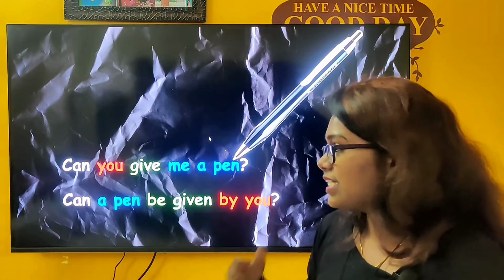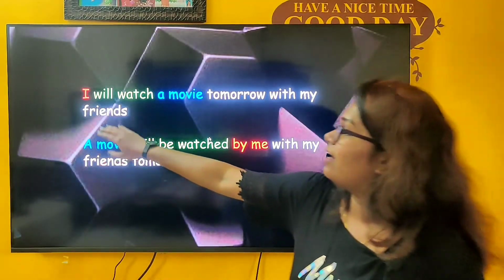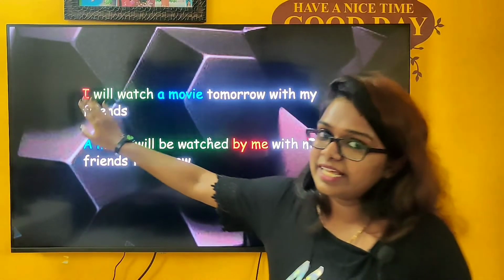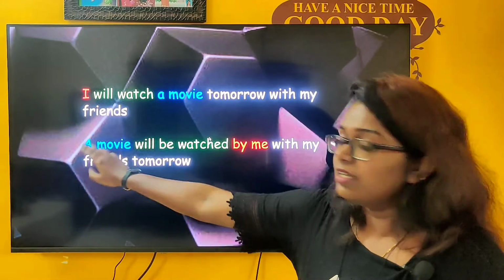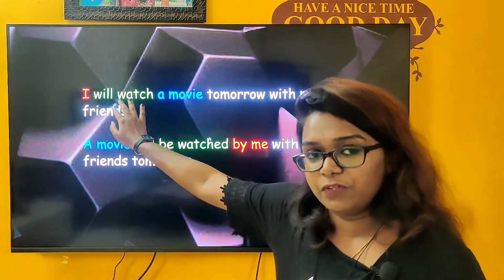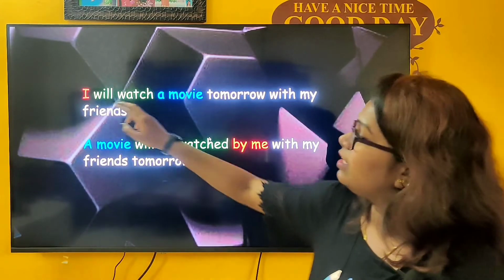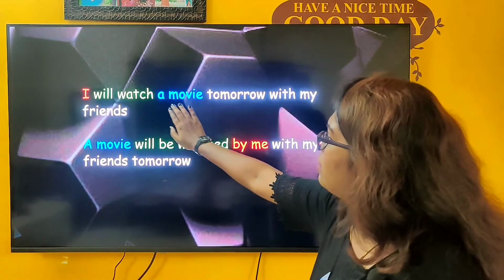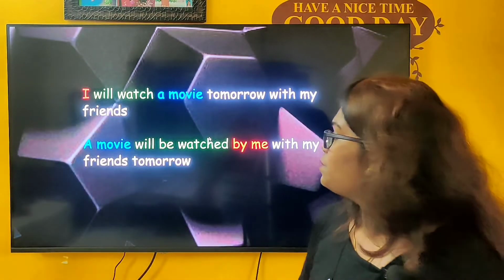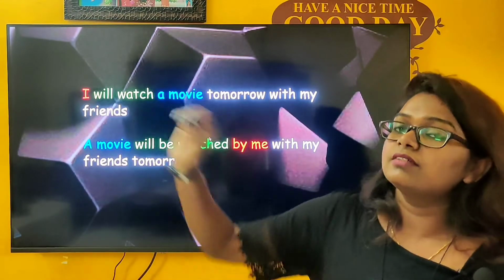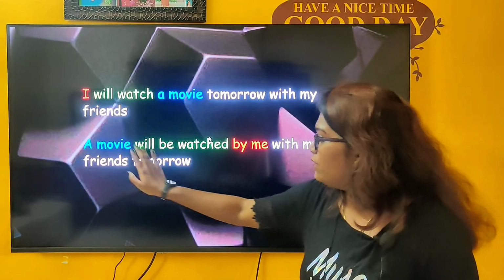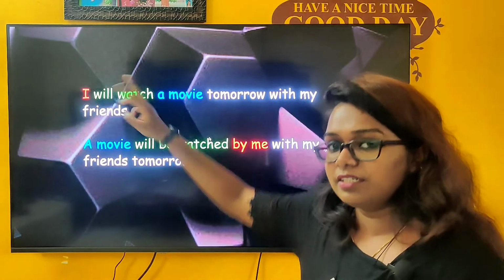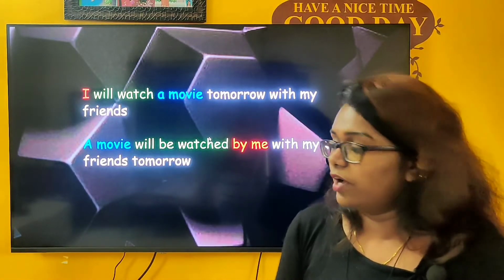In the next example, I will watch a movie tomorrow with my friends. What tense is this? This is future tense. "Will" represents that it is in future tense. In this, I is the subject, will watch is the verb, and a movie is the object. So, a movie will be watched by me, and here I and a movie are interchanged as I told you before.